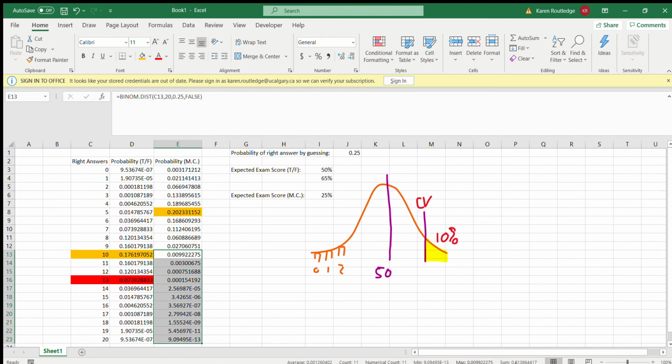So by switching from a true-false test to a multiple choice test, we've gone from, in fact, let's go look at that. Originally, we had almost 60%, so a 59% chance of passing purely by chance. And we've decreased that down to a 1.4% chance. So a huge improvement in correctly assessing whether or not a student knows what they're doing by going from true-false to multiple choice test.